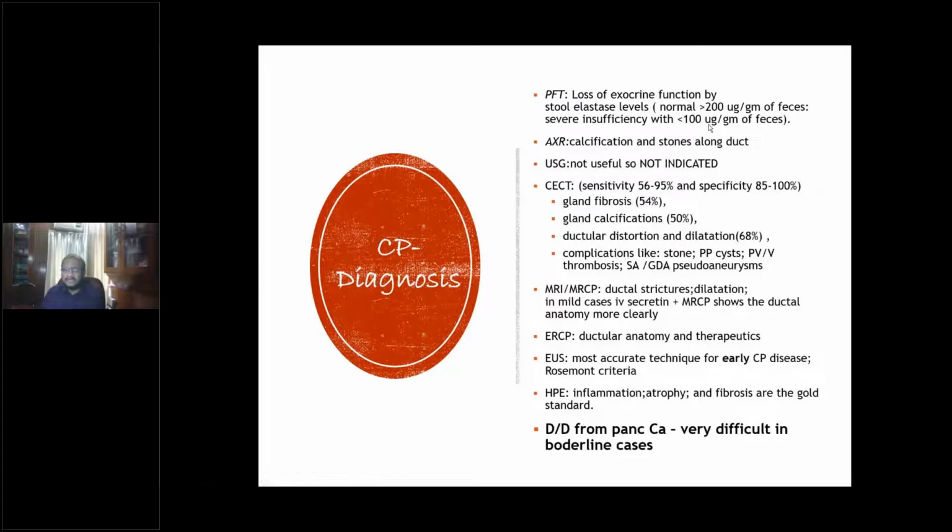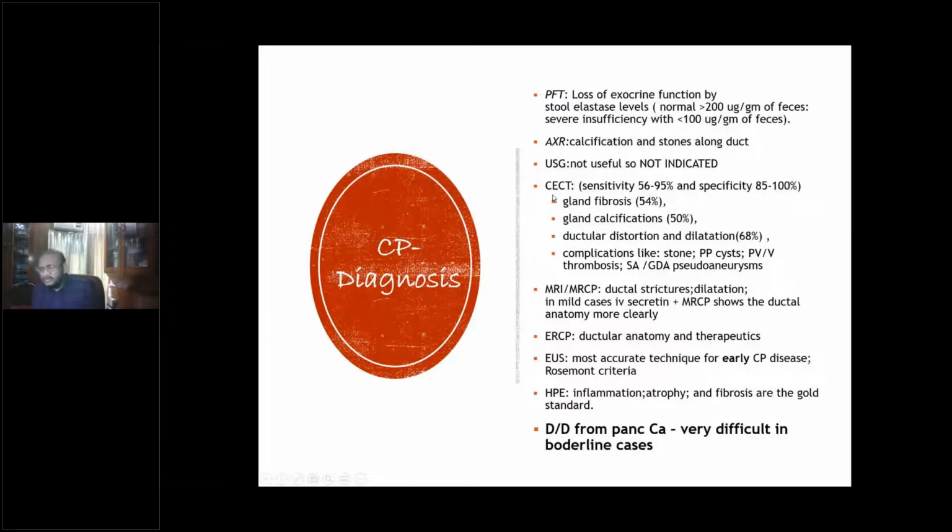You can do a plain scan of the abdomen. You will find calcification and stones along the duct. You can do ultrasound. It is not useful, so not indicated. So in the next patient with chronic pancreatitis, please do not order an ultrasound. Instead, the gold standard should be carried out. And what is the gold standard? A CECT, that is basically a contrast enhanced CT examination, with a sensitivity of almost 95% and specificity 85 to 100%. That's why it is considered the gold standard.